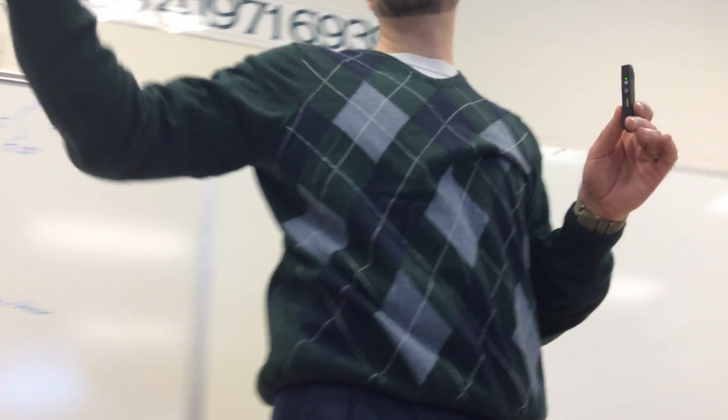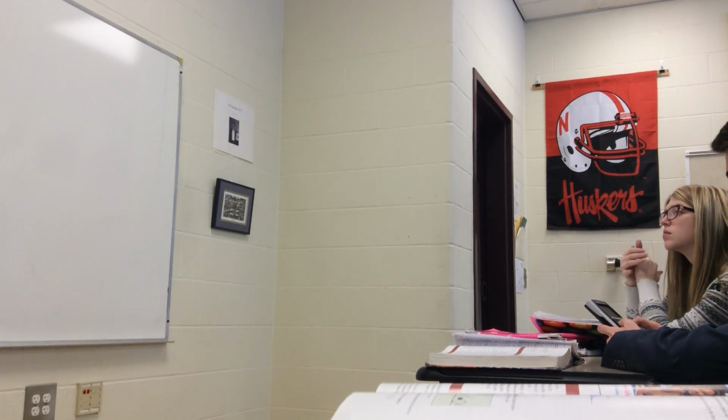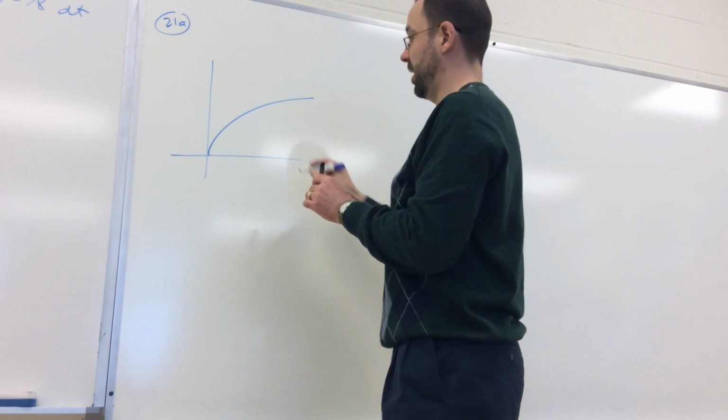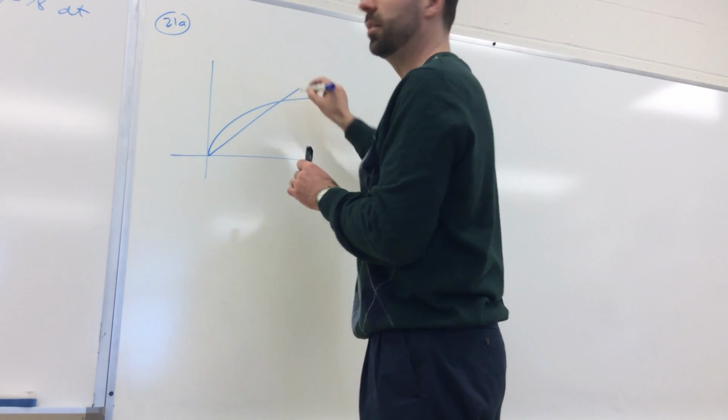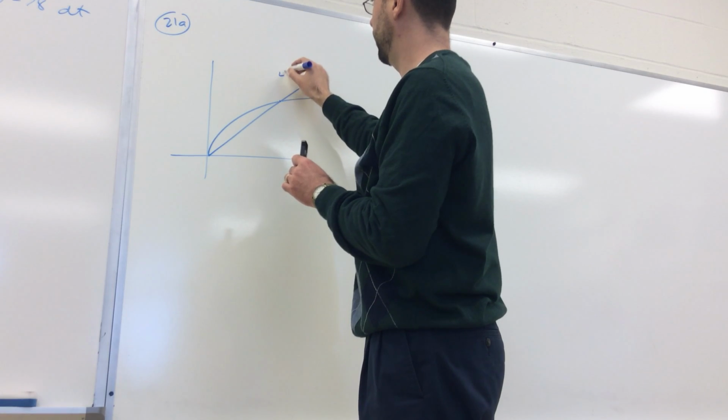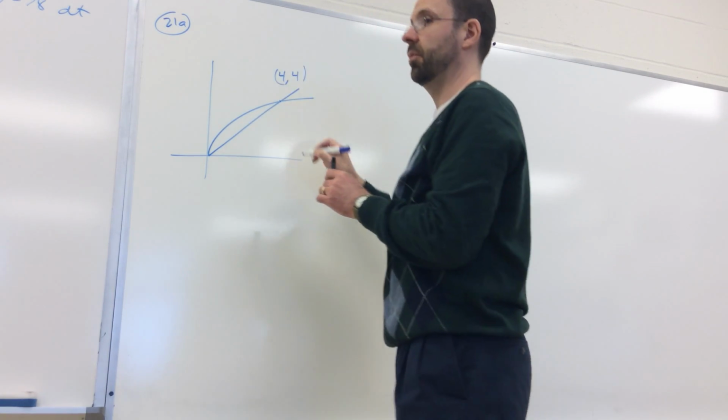Okay, someone else. Yes, Maria. Can we go over 21A? Sure. So 21A, we have our parabola, and then we have our y equals x line, and they hit at 4, 4. Are you okay with that?